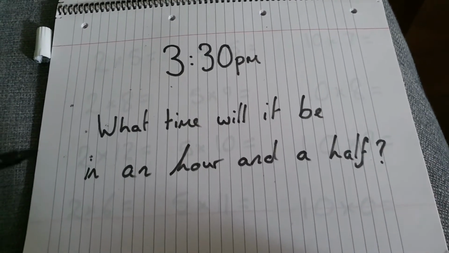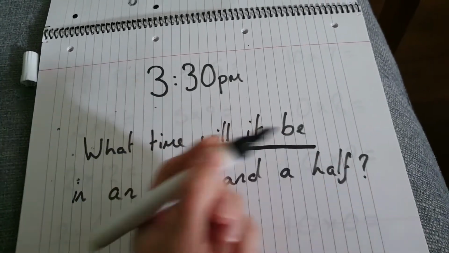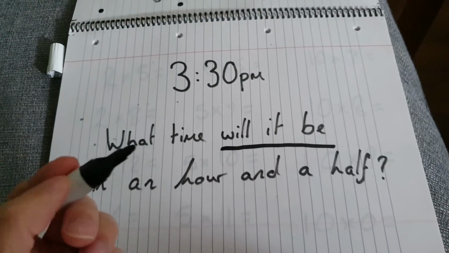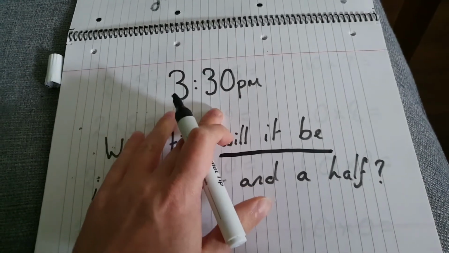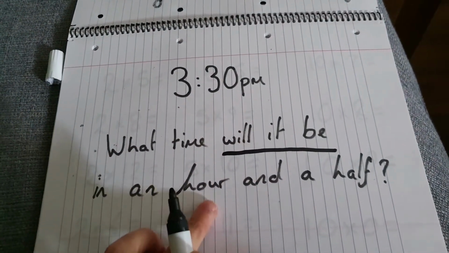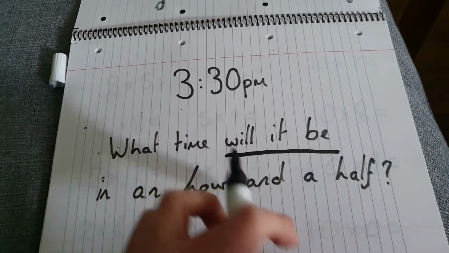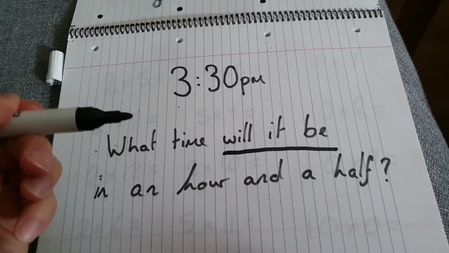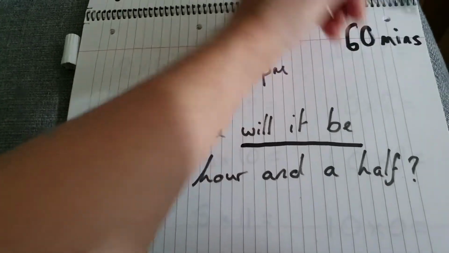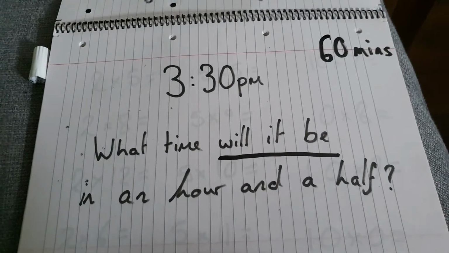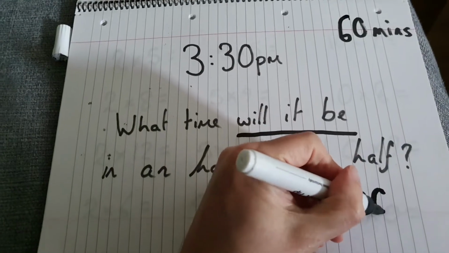Okay, first we need to look at the language here. The language, what time will it be, suggests future tense. So if it's going to be in the future, we are adding time on to this number. How much are we adding? Well, we are adding 1 hour and half an hour. What I need to know here is how many minutes are in an hour. In 1 hour, there are 60 minutes. If I know that there are 60 minutes in 1 hour, I also know that half an hour is 30 minutes.